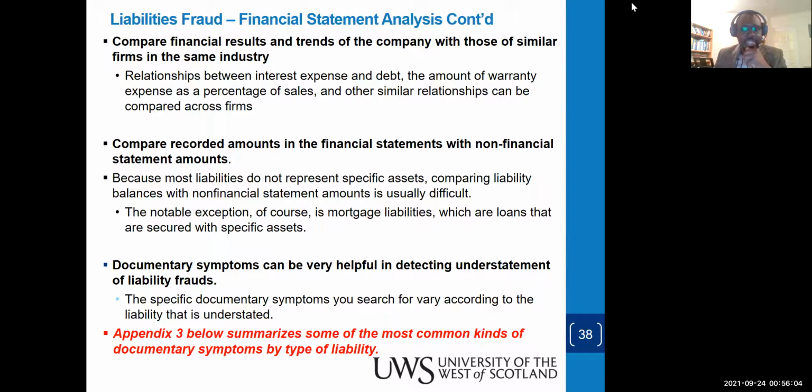Okay, so try and match these items. Documentary symptoms can be very helpful in detecting understatement. Any specific documentary symptom you search for could vary based on the asset or the liability you are looking out for. Again, in Appendix 3, I've summarized some of the most common kinds of documentary evidence by type of liability. You could take a look at that.